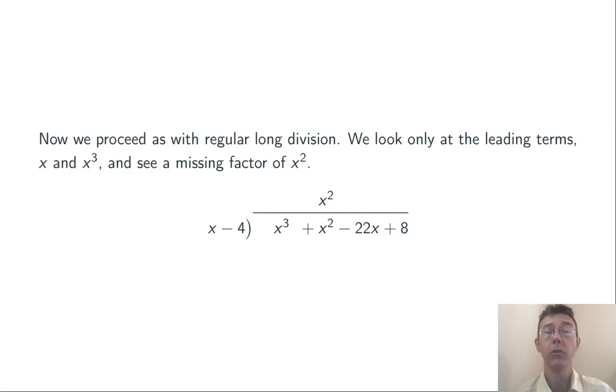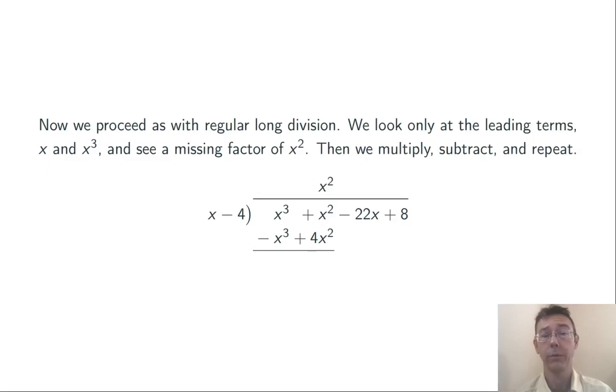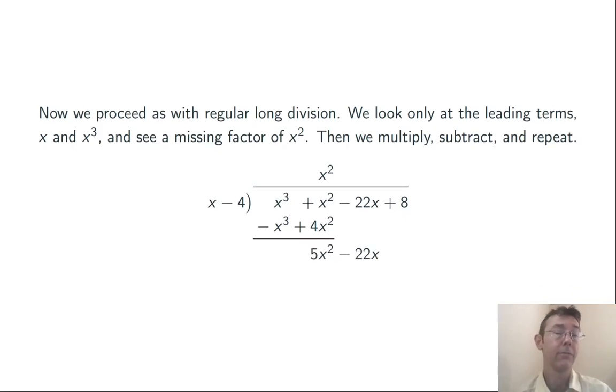Now, I'm going to multiply x squared times x minus 4, subtract, bring down the next term, and repeat the process. Now, since I'm going to be subtracting on that next line, I'm going to go ahead and change the sign as I multiply the x squared through. So instead of x cubed minus 4x squared, I'm going to write negative x cubed plus 4x squared. And now I can just add. I get 5x squared. I bring down the next term, negative 22x.